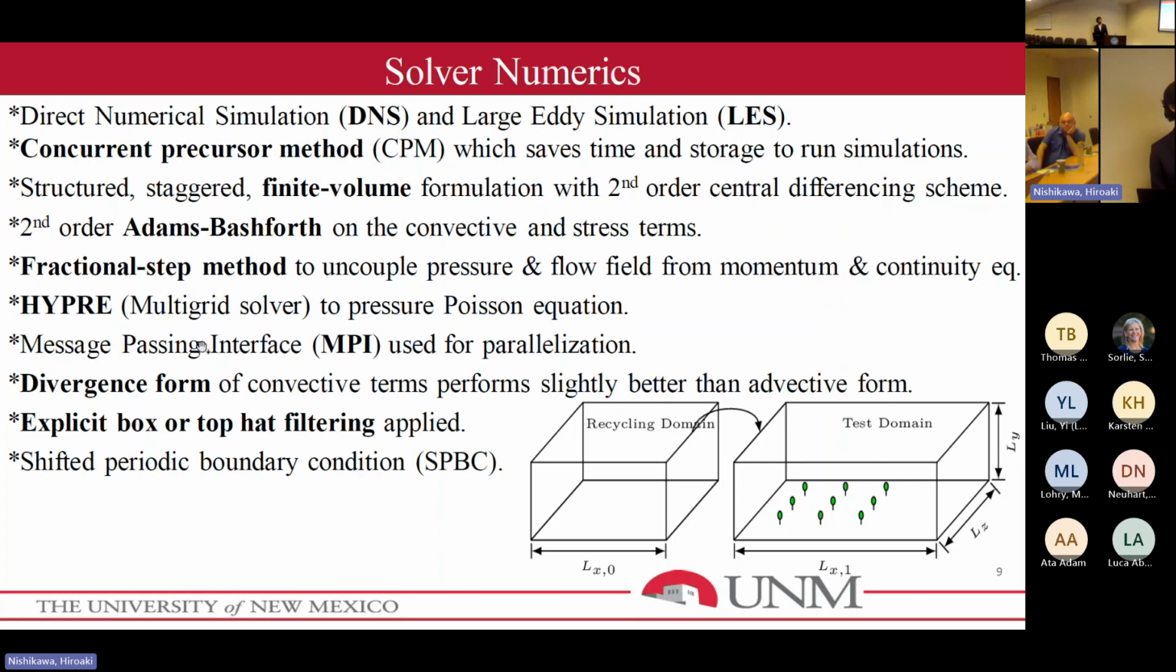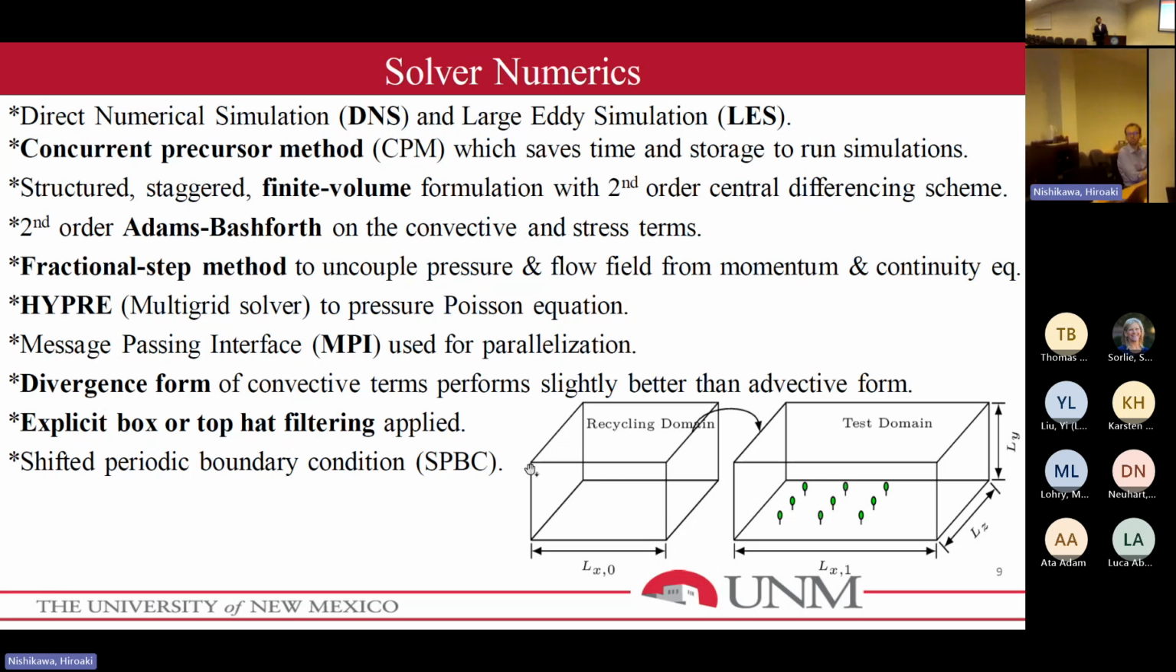And we tested both forms of the convective terms. And we found that the divergence form of the convective terms was slightly better than the advective form. And we used explicit box and top-hat filtering for the alias filtering procedures.